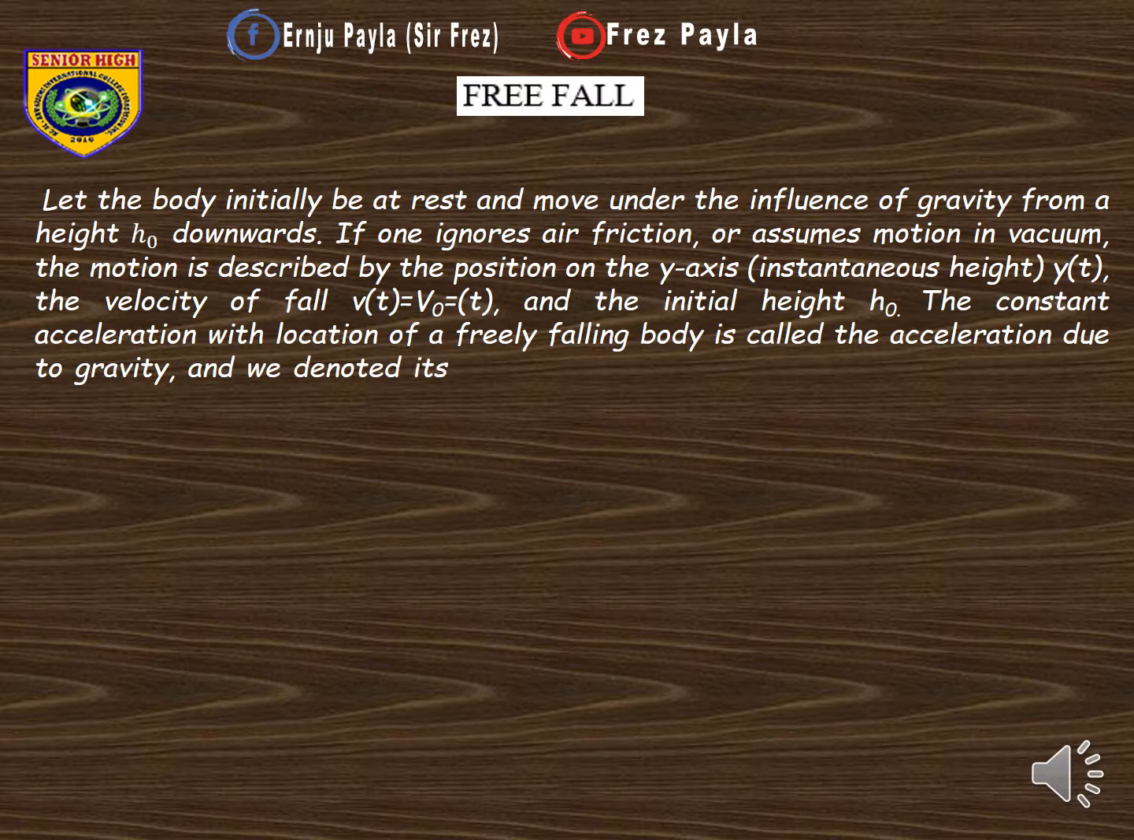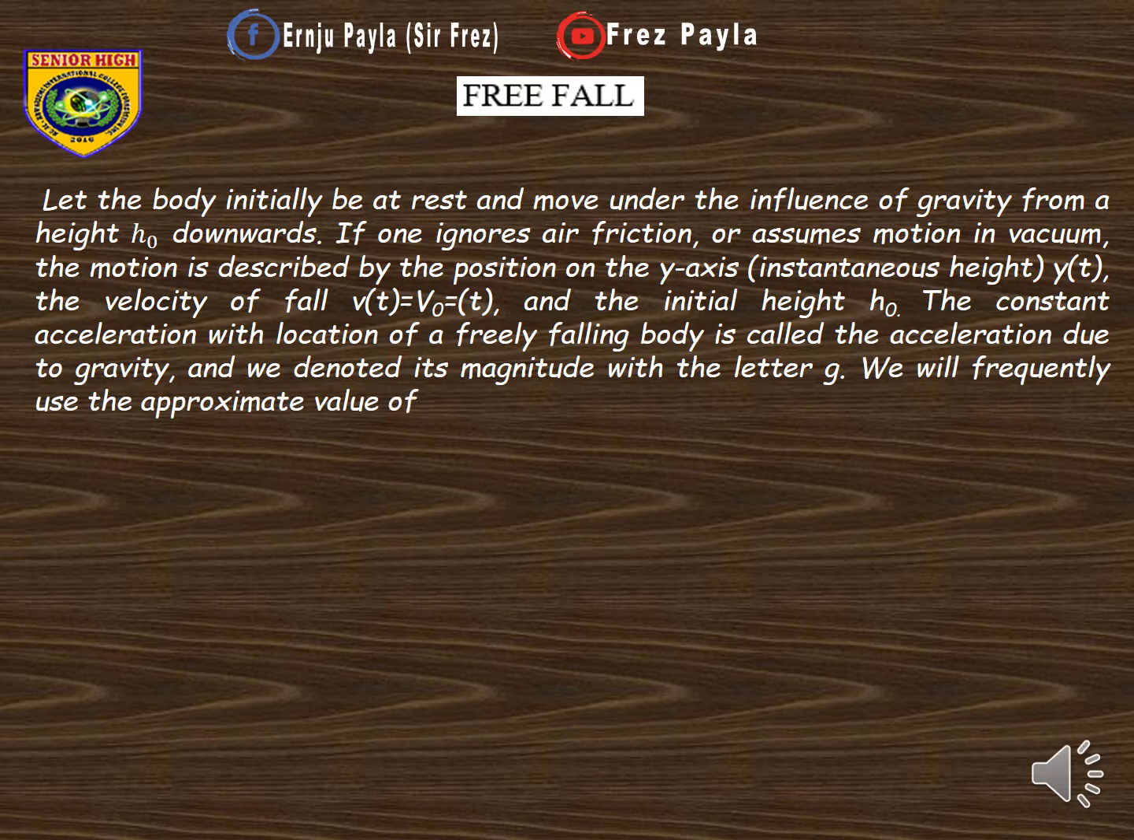We denote its magnitude with the letter g, that is, gravity. We will frequently use the approximate value of g, or gravity, at or near the Earth's surface. This is the acceleration a sub y, equal to g, equal to negative 9.8 meters per second squared.